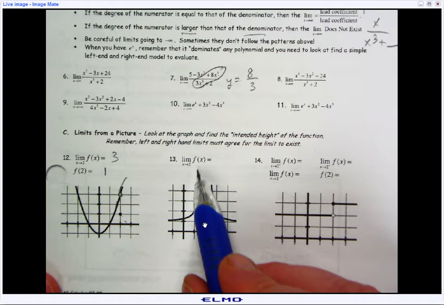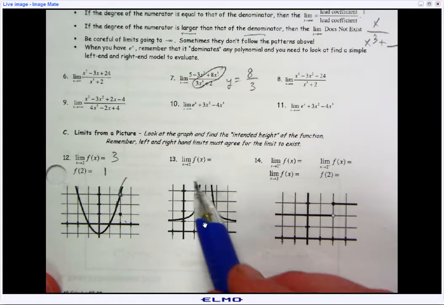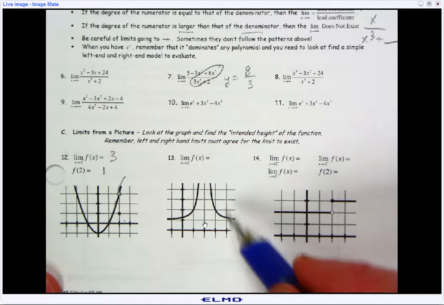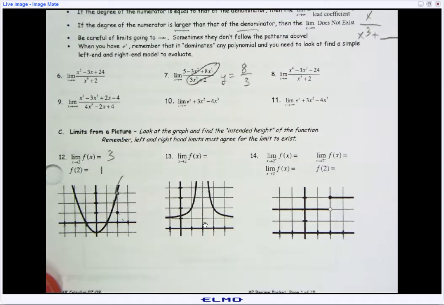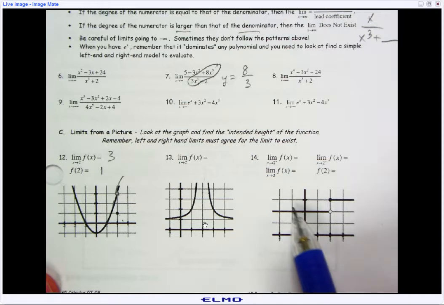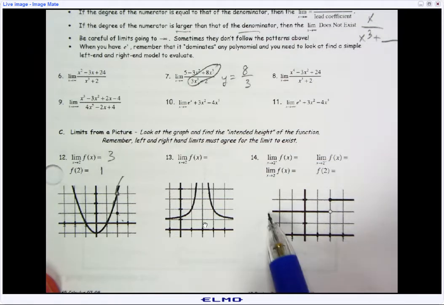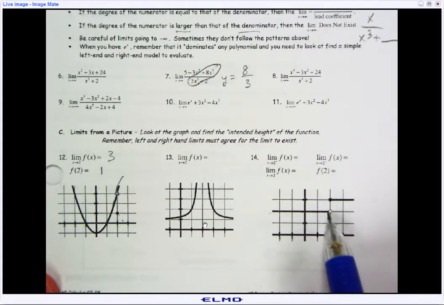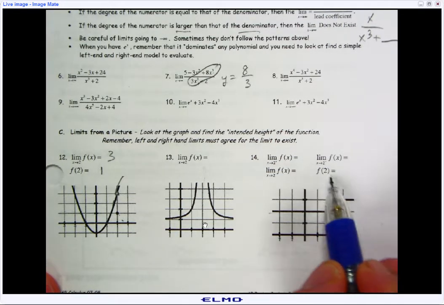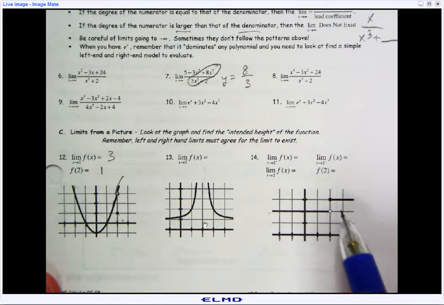Another place you have an issue is if there's just no function value at all, then in this case they're both approaching positive infinity. So a real limit doesn't exist. And one like this, the limit exists in pieces. So your limit from the left is 2, your limit from the right is 3. And so the limit does not exist. There is a point f of 2 that exists.